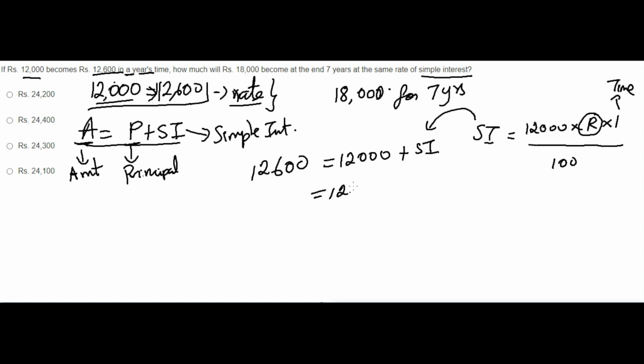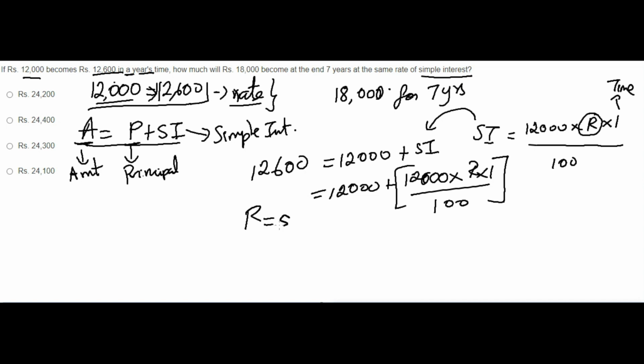So 12,600 is equal to 12,000 plus 12,000 into, I can make the bracket, R into 1 divided by 100. Take the years as 1 itself; don't take it as 12 months or 360 days. After doing all this calculation, you find R is equal to 5%.